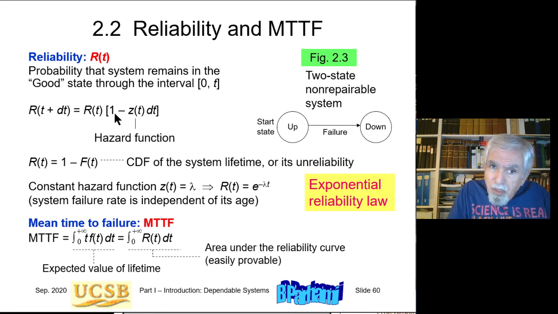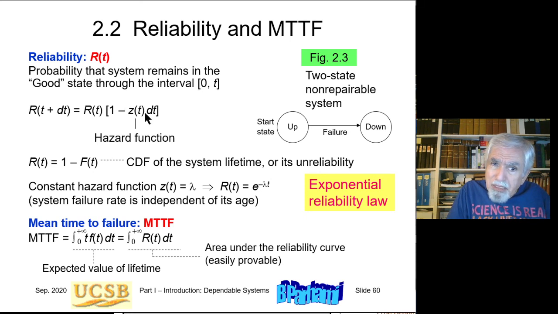So it survives up to time t and it doesn't fail in the short interval dt. Doesn't fail is 1 minus the probability that it fails. And the probability that it fails, we basically say it's proportional to the width of that interval. The longer that interval, the more likely it is for the system to fail in that interval. So it's linearly proportional to dt. And it's also proportional to something called the hazard function.